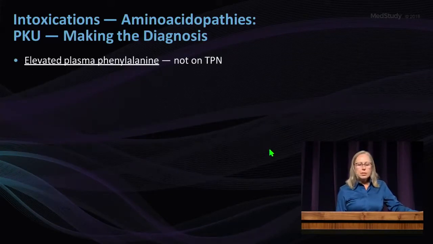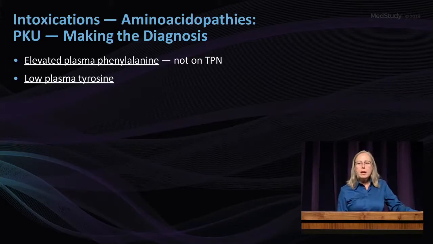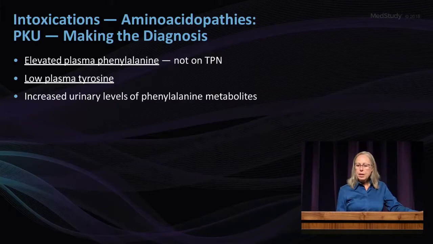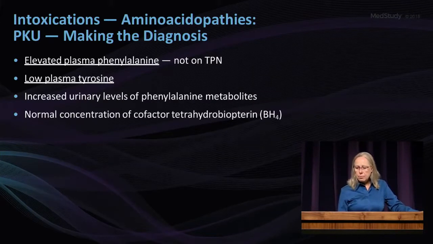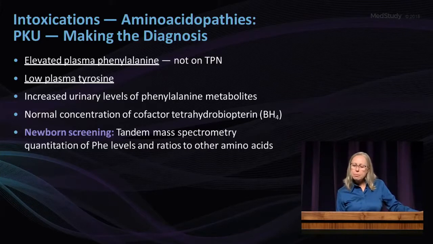So what you're looking for is an elevated plasma phenylalanine, and the child is not on TPN. And it's an isolated peak. You really just have elevated Phe. On the other side is a low tyrosine because you're not converting the phenylalanine into tyrosine. You can also see increased levels of phenylalanine metabolites and you have normal concentrations of tetrahydrobiopterin, which is the cofactor for the enzyme.